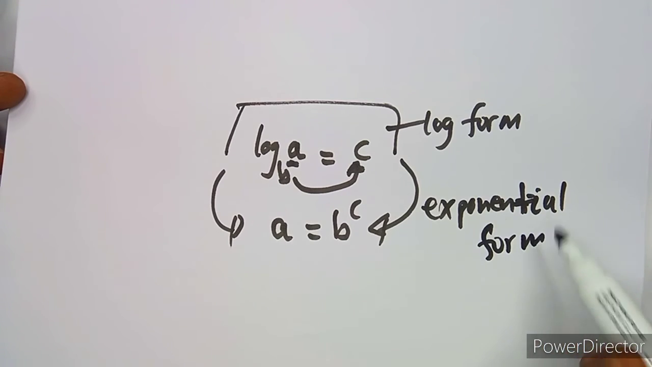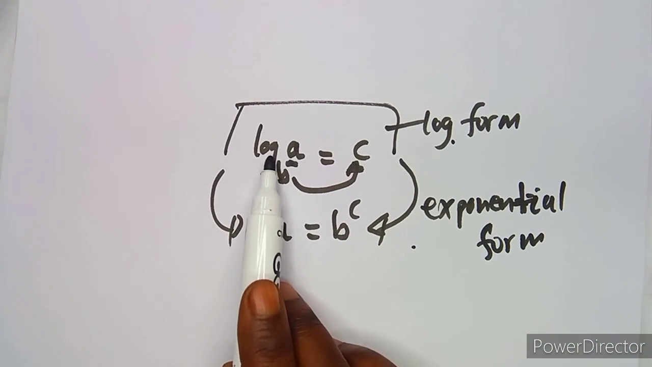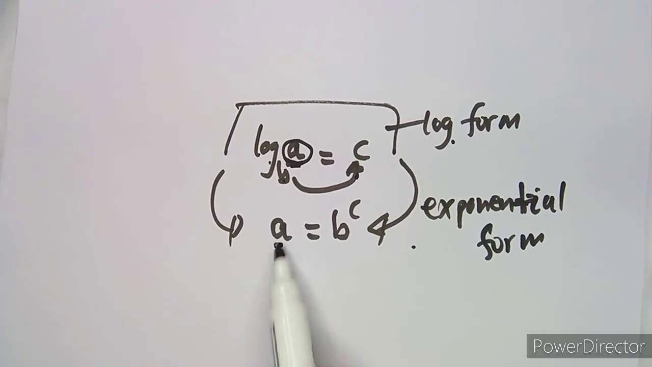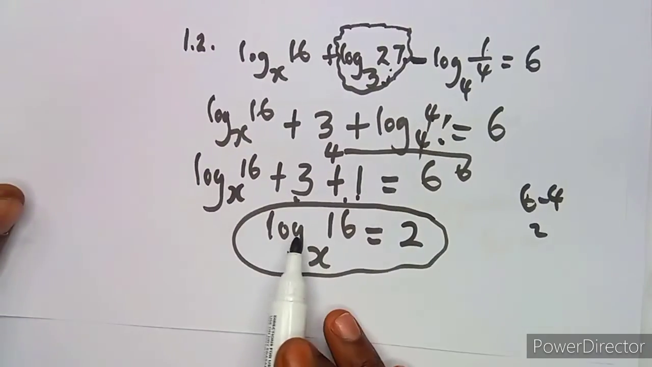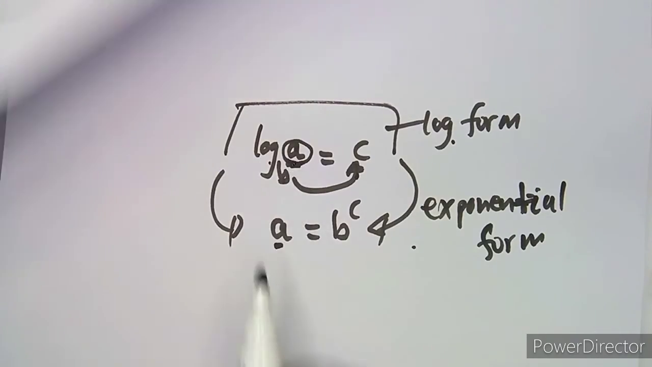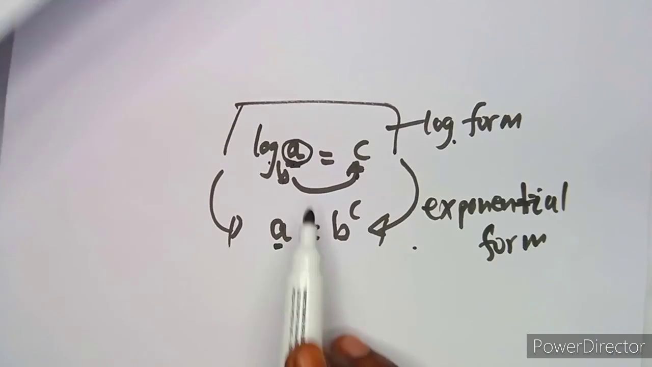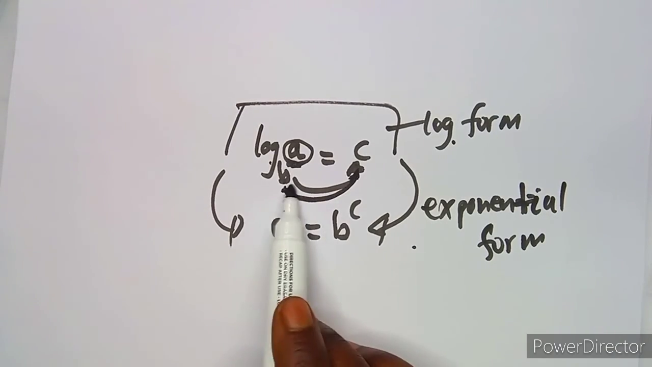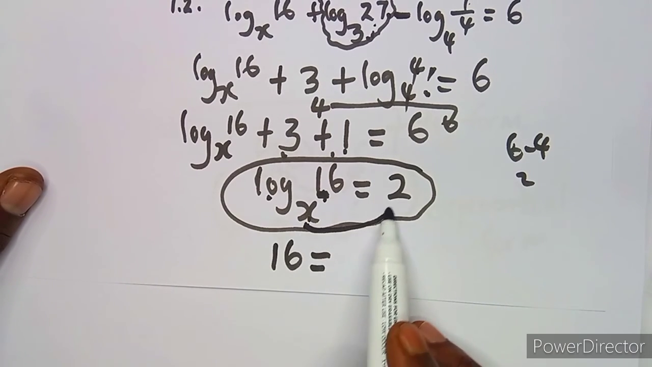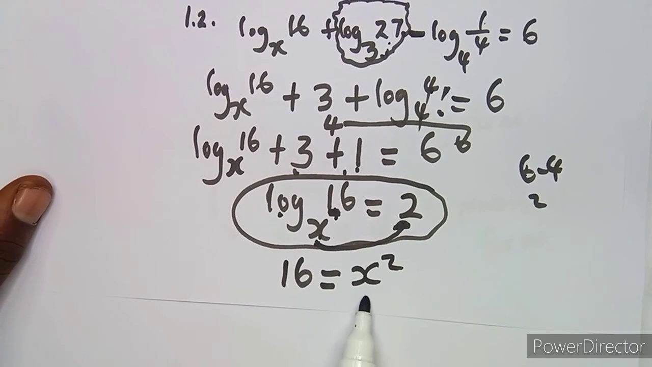So I can convert from this logarithmic form to the exponential form using this concept: log a base b is equal to c. So it's a, this number. In this case it's log 16 base x. So this is our a here, which is 16. So it's 16 is equal to b to the exponent of c. The b is the base, so the base in this case is x. So it's x to the exponent of what? Of 2, like this.